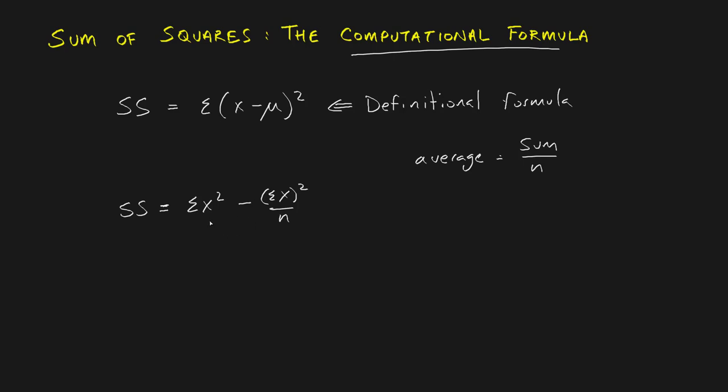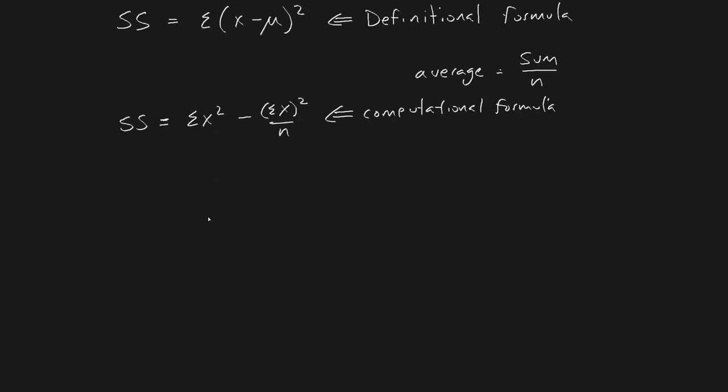Okay, so this is the formula, what's called the computational formula. I think the best way to illustrate this is to show you both formulas being used side by side. So I'm going to set up some data here. Let's work with some values that we've been working with in other examples: my data being 48, 49, 50, 51, and 52.